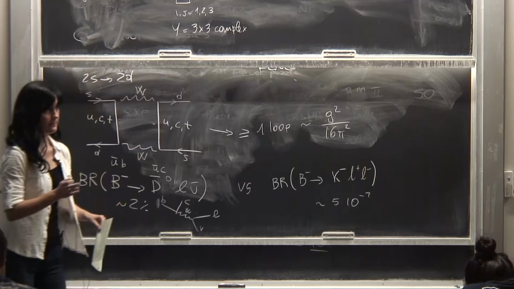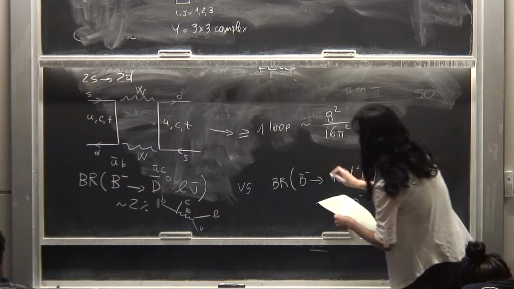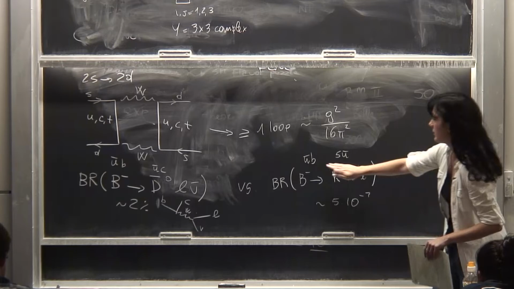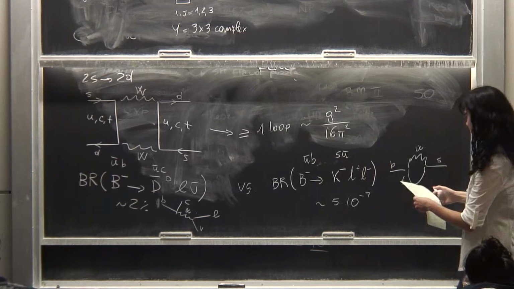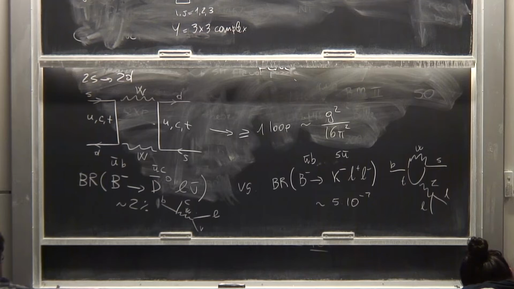And then you do the same here, and here you have only a loop because, again, this is u-bar b, this is s u-bar. So you have b going to s, neutral, loop. And then, if you're curious about the diagram, you have something like this. So b, s, W, top. And then you have a Z, lepton, lepton, for example. Okay. And then we expect that indeed there is a large hierarchy between branching ratios. Okay. Very good.